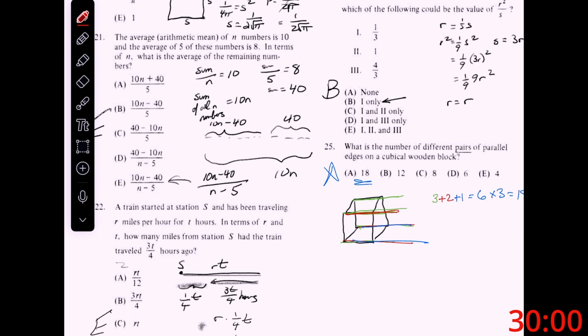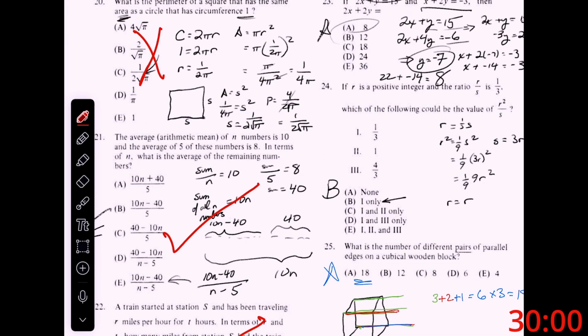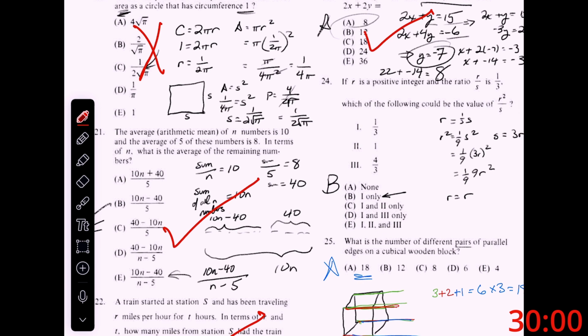21, the answer is E. 22, the answer is E. 23, the answer is A. 24, the answer is, oh, I didn't know what the hell I was doing in 24, did I? 25 is A. They say the answer to 24 is E. All right, so what does that mean? Out of 25, I got 5 right, but I got 1 right and copied it wrong onto my paper. So I missed 3 of these.